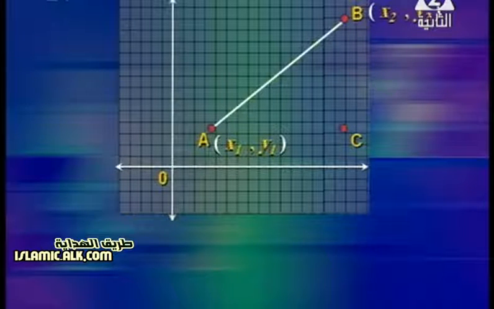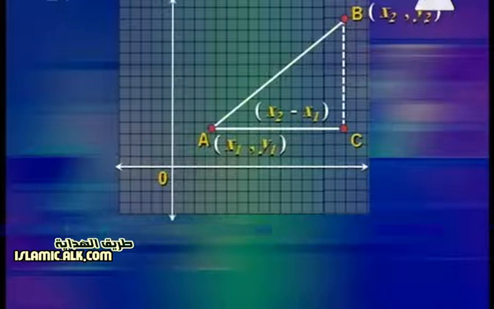Then, to find the distance between 2 points A and B, if you have the point A (x1, y1), B (x2, y2), try to find the distance between A and B. How can you find it? First of all, you are going to plot point C and try to draw the 2 perpendiculars. You are going to notice that AC is parallel to the x-axis, so it is x2 minus x1. And also BC is parallel to the y-axis, so it is y2 minus y1.